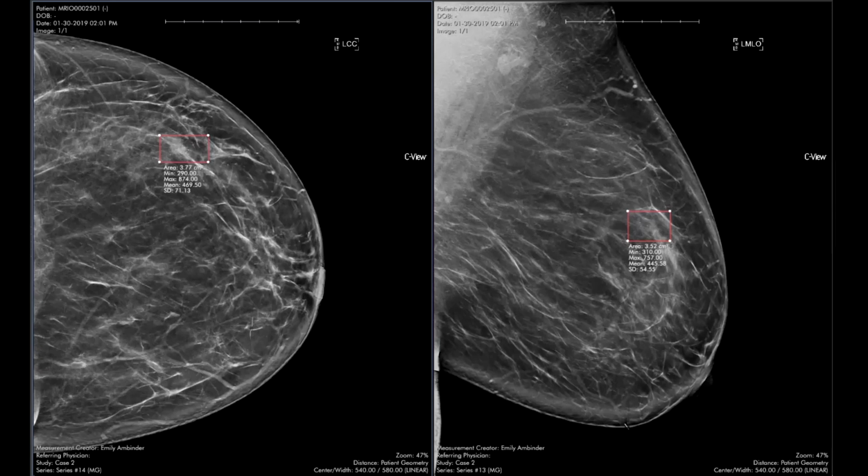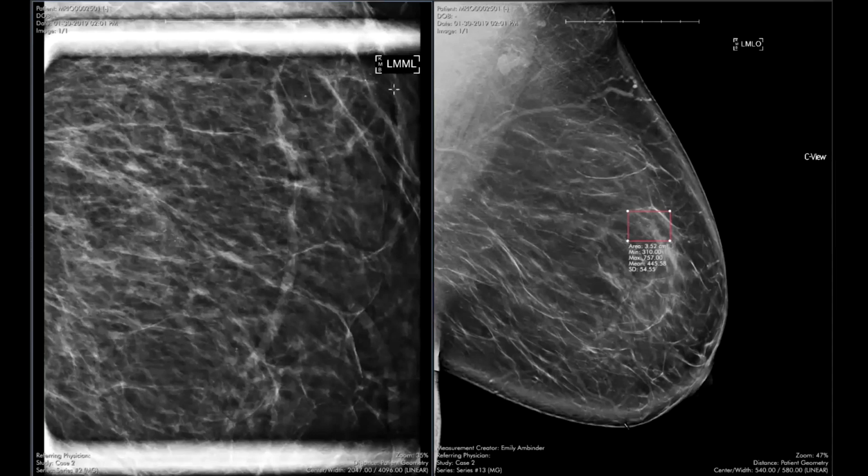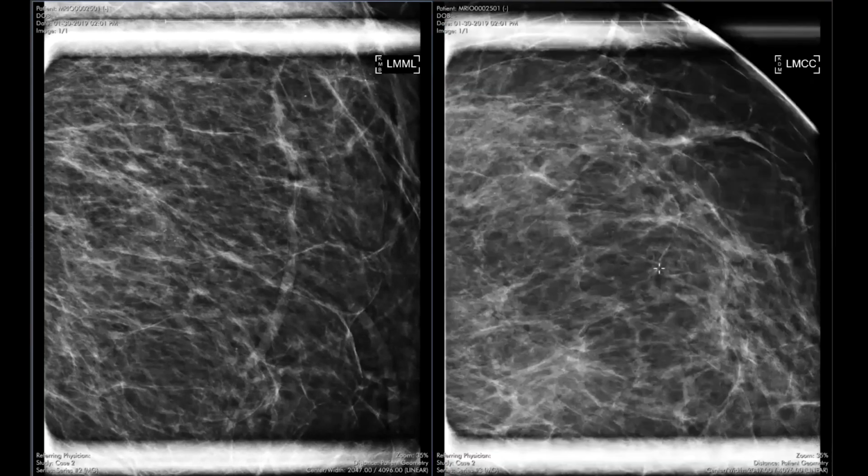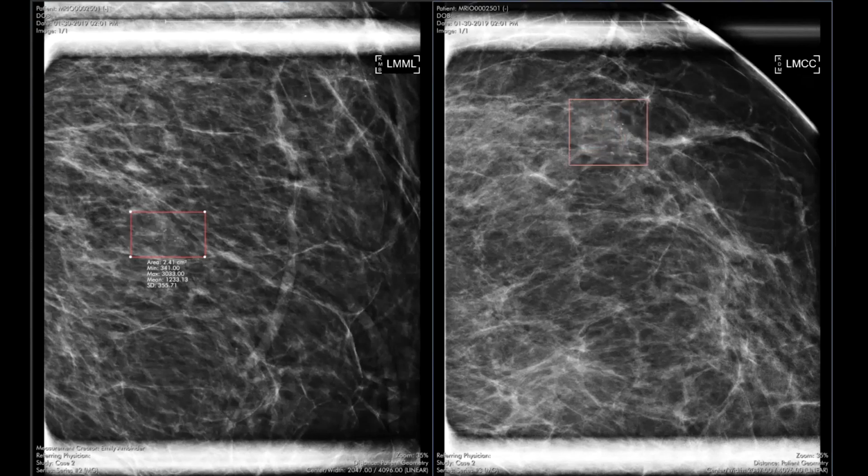So when we have calcifications, we get these special views called magnification views. We do a true lateral and a craniocaudal magnification view to allow us to see the morphology of the finding. And here we see those calcifications.